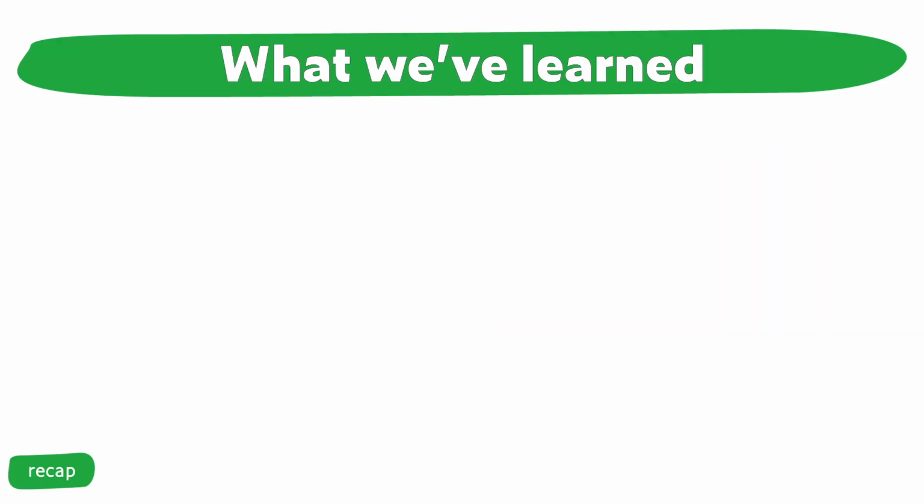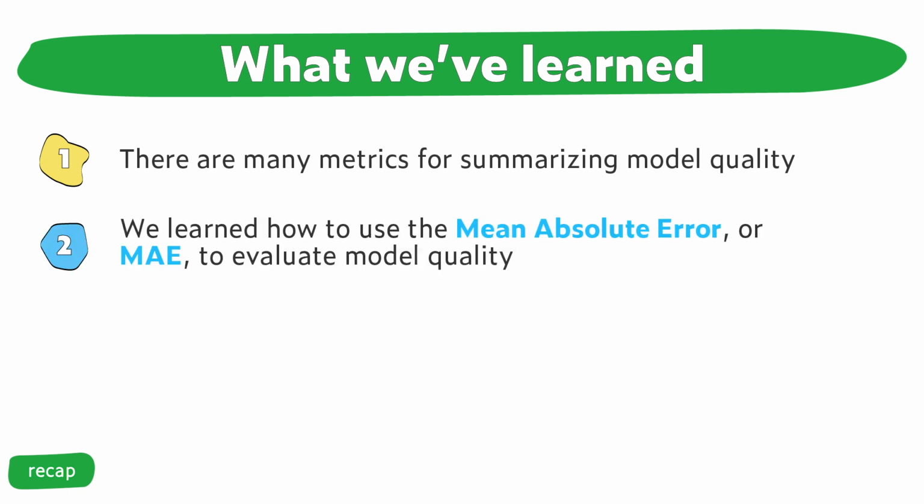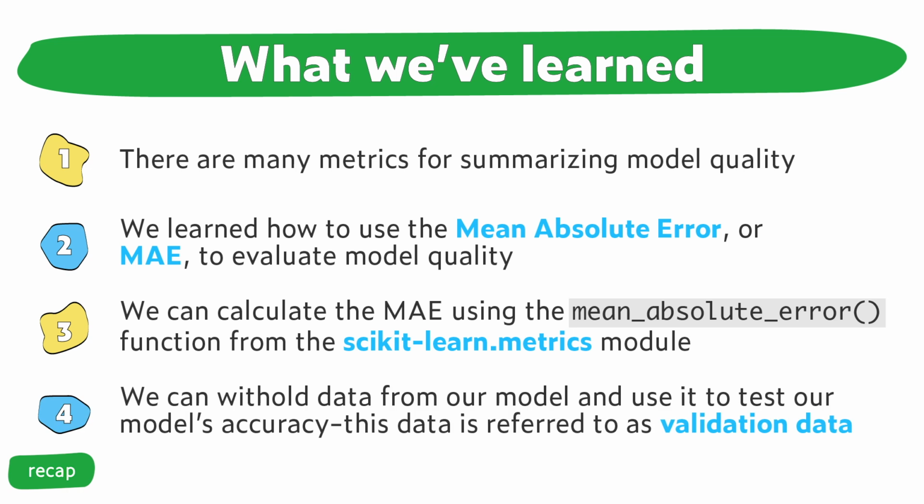All right, taking what we've covered in this video along with the model validation materials on the Kaggle Learn Intro to Machine Learning course, here's a quick summary of some of our main points. 1. There are many metrics for summarizing model quality. 2. We learned how to use the mean absolute error, or MAE, to evaluate our model's quality. 3. We can calculate the MAE using the mean absolute error function from the scikit-learn metrics module. And 4. We can withhold data from our model and use it instead to test our model's accuracy. This data that we've held out is referred to as validation data.